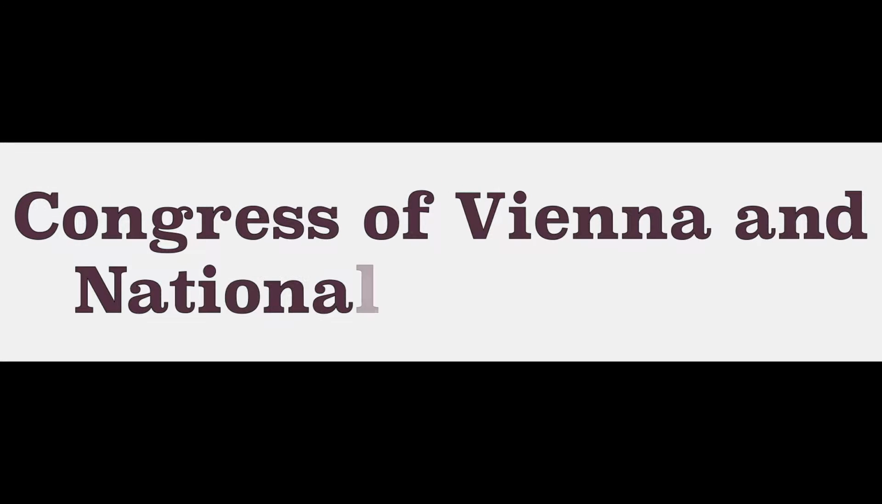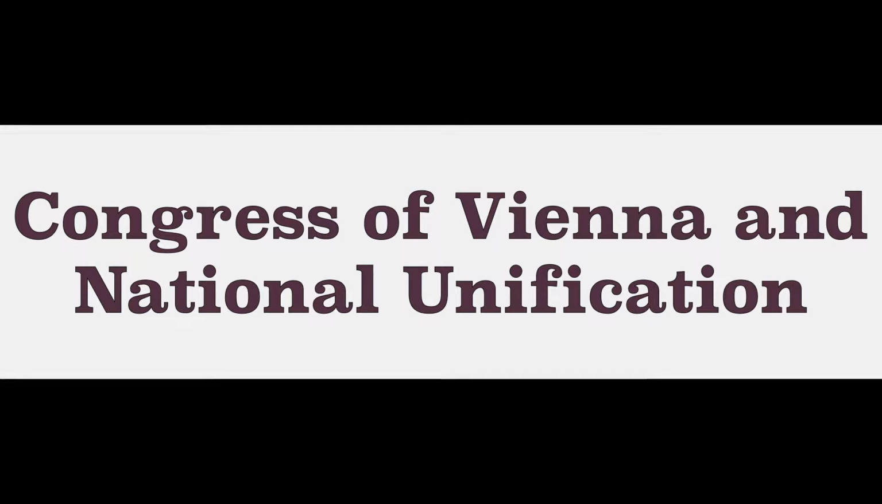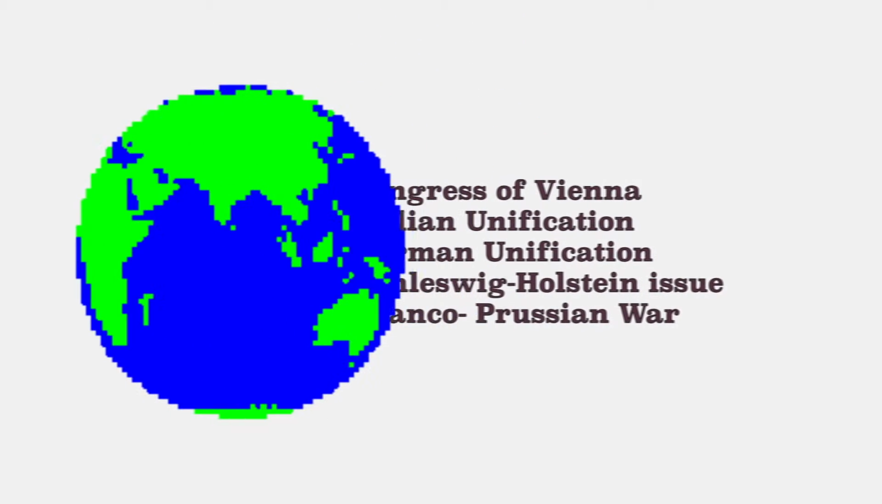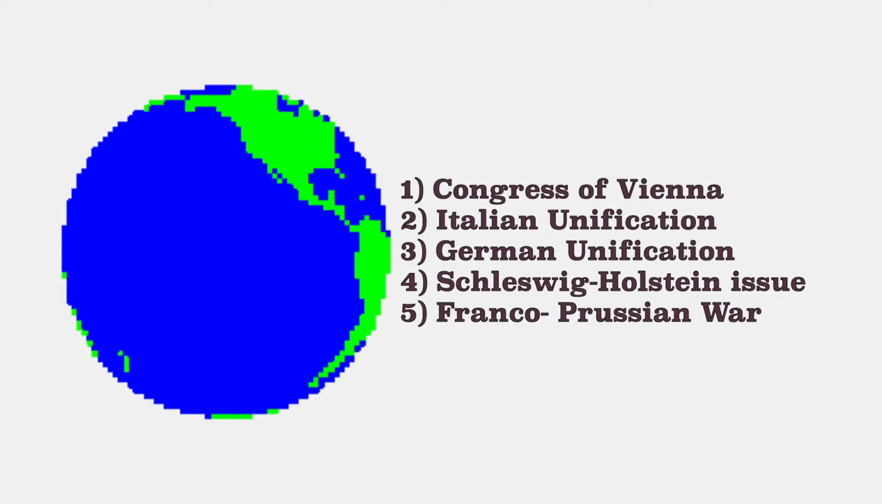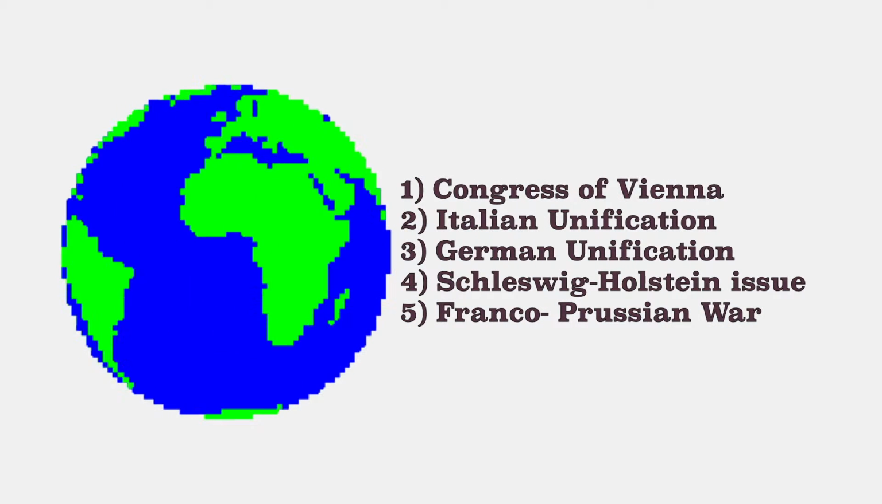We're going to talk about the Congress of Vienna and national unification. Subtopics include the Congress of Vienna, the Italian unification, the German unification, Schleswig-Holstein issue, and the Franco-Prussian War.